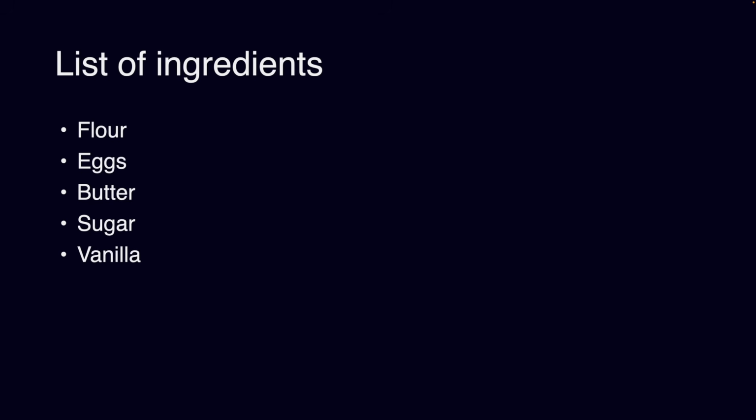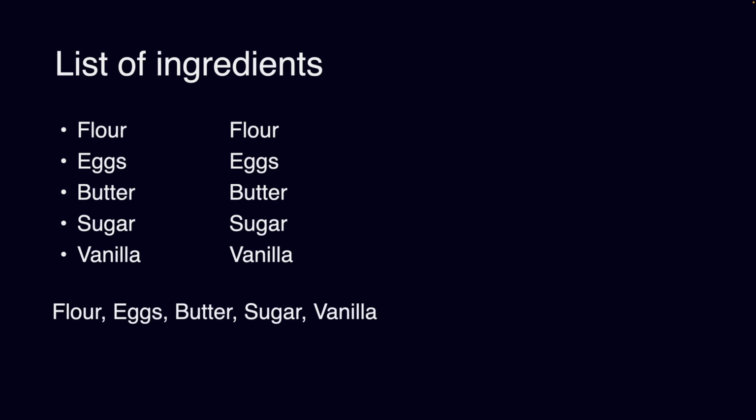Imagine you want to bake a cake. Here's a bulleted list of ingredients. This is clearly a list. What if you remove the bullet points? Is that a list also? What if you write them on one line and separate them with a comma? Is that a list? To you who wants to make the cake, all of this works the same way.